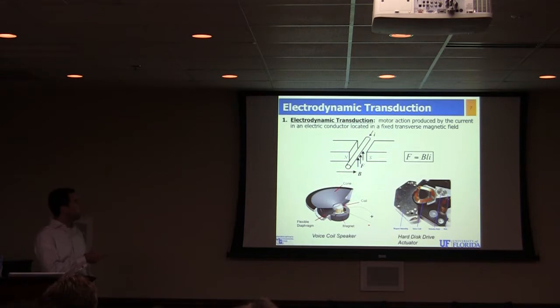So if you have a current carrying wire, and it's placed in a transverse magnetic field, there's some force on that wire. You can use that for actuation. Conversely, if you drag a wire with some velocity through a magnetic field, it will induce a voltage through Faraday's law of induction. And so this is commonly used in loudspeakers, hard disk drives, the little read-write head that swings out in modern applications today. So that's electrodynamic transduction.